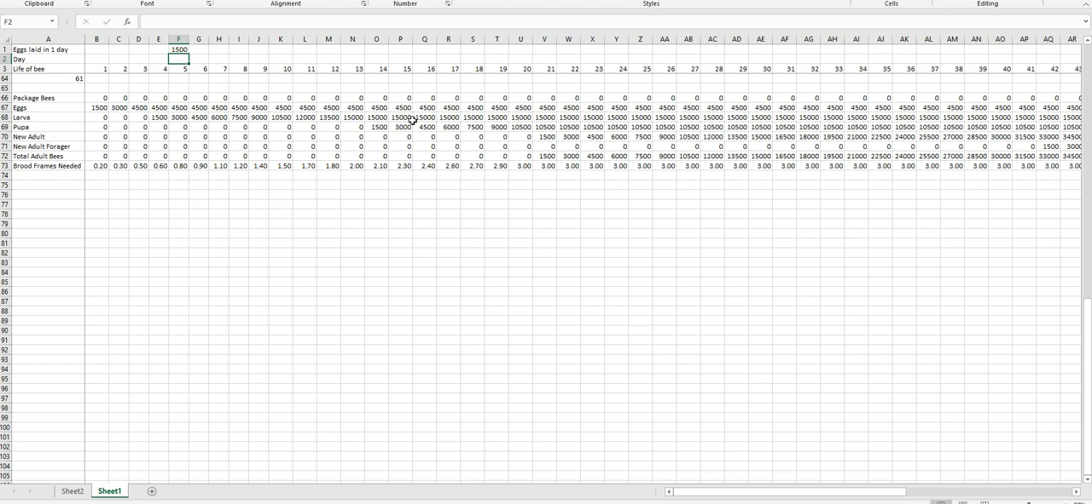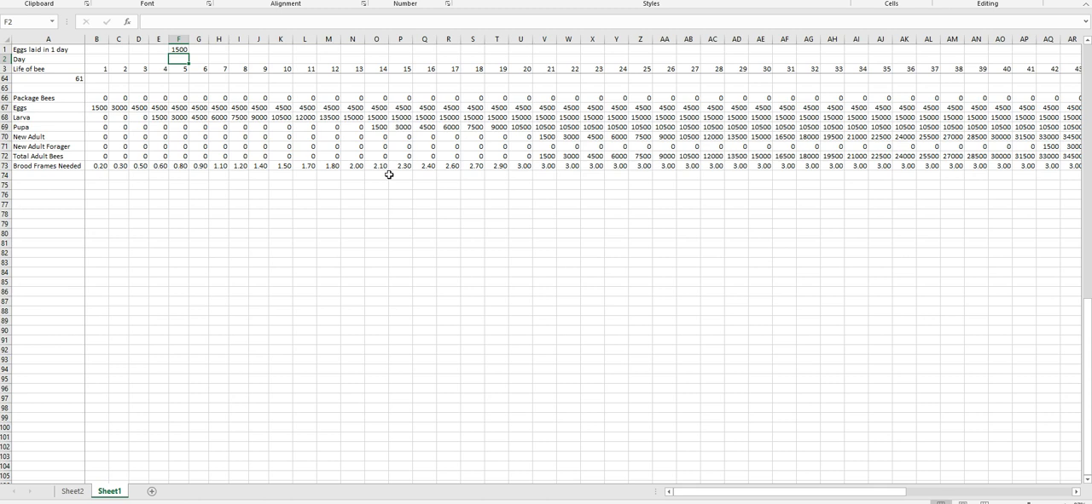So 15,000 larvae until day 21, and then you'll always have 15,000 after that, because you just have 1,500 hatched, or not hatched, but emerging adults. And then from there on, you have 10,500 pupa. And then this is your bee population growing, 1,500, 3,000, 4,500, and so on.